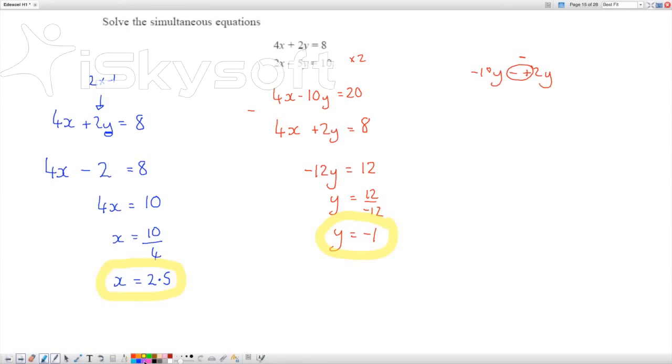The last step before you move on is to check that both of these values fit into the equation you haven't yet used. So let's take our second equation, 2x minus 5y equals 10. So 2 times 2.5 is 5. Minus 5 times minus 1 is positive 5, gives us our value of 10. So we know here our two values for x and y must be correct.